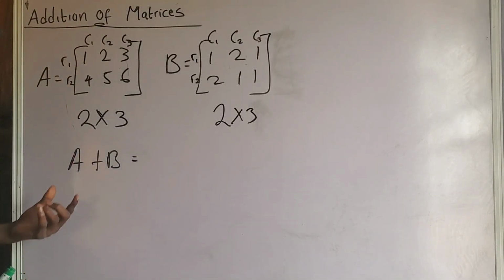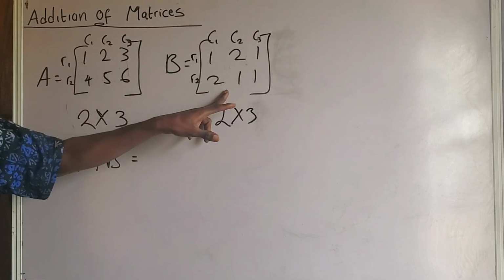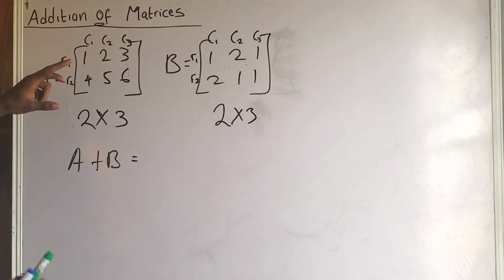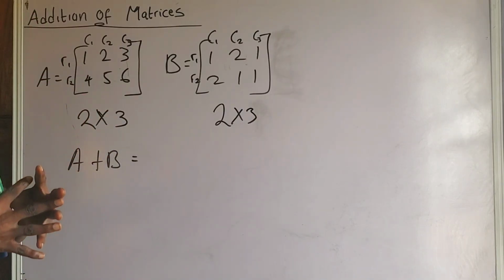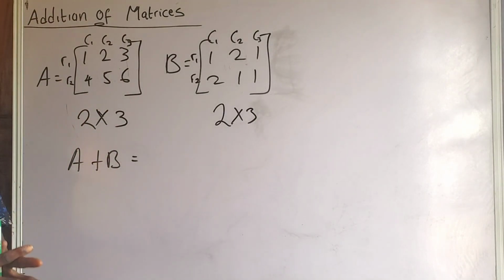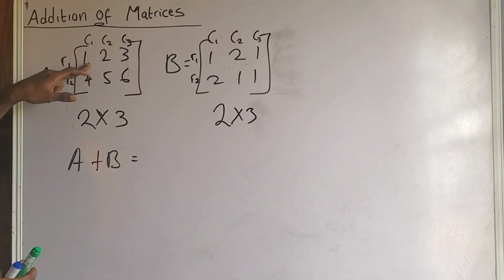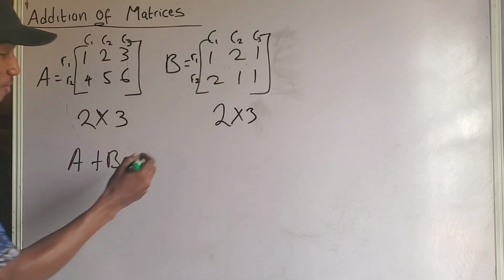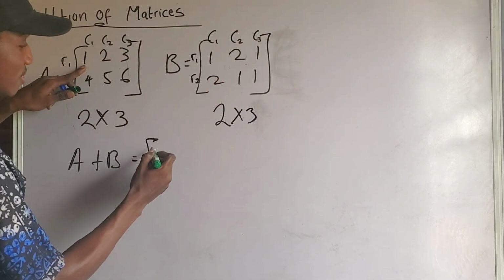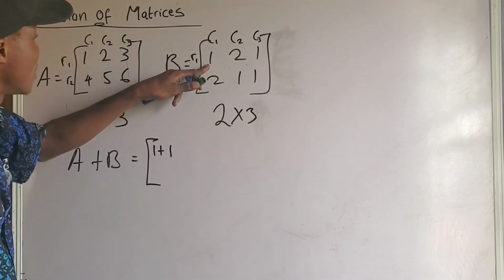Okay. Now let's look at the addition of matrix A and B. Matrix A is this, and matrix B is this. If you want to add these matrices together, you have to add their corresponding elements. You understand? You have to sum up their corresponding elements. Now, which element corresponds to 1 in matrix B? The element that corresponds to 1 in matrix B is what? 1. So, for this, I'm going to have this 1 plus this 1. Do you understand? Okay?